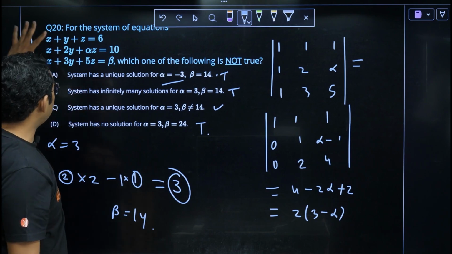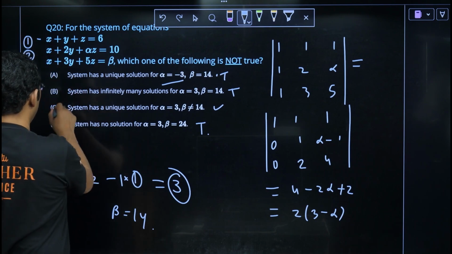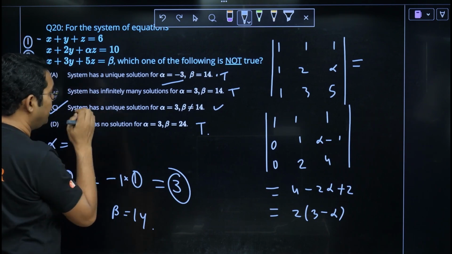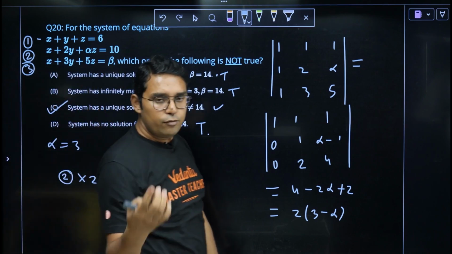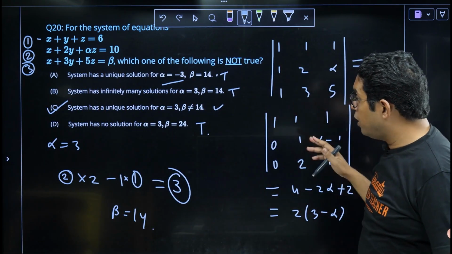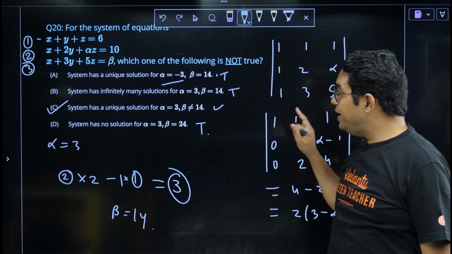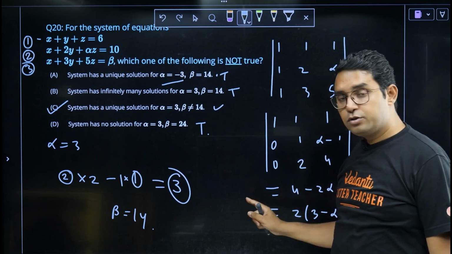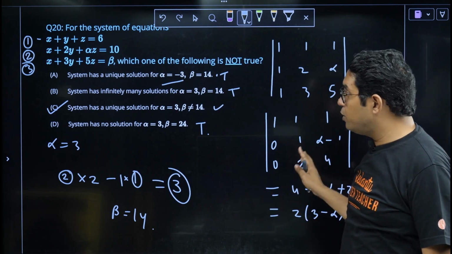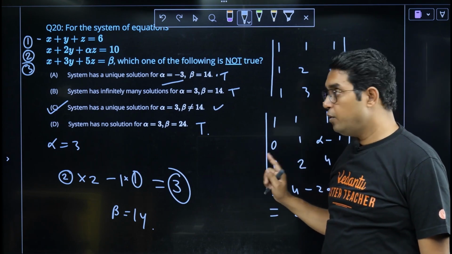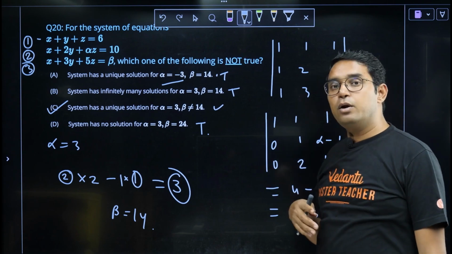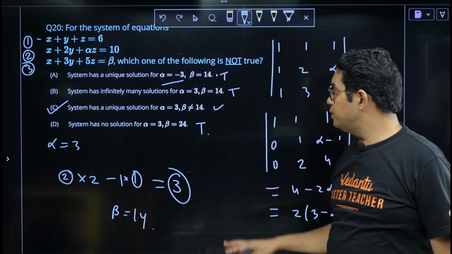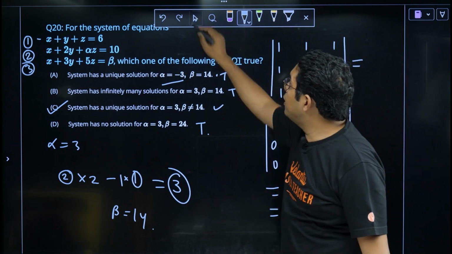Okay, so that means the answer to this question is C. You can do the other methods like dx, dy, dz. From there also you will be able to see that for alpha equal to 3, beta equal to 14, it has infinite solutions. For alpha not equal to 3, a unique solution. For alpha equal to 3 and beta not equal to 14, it will have no solution. So the answer here is C for this question.